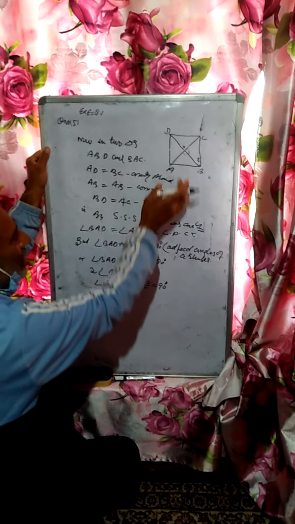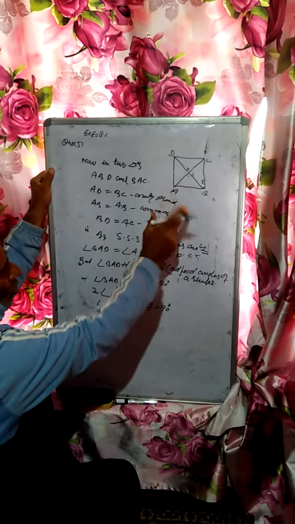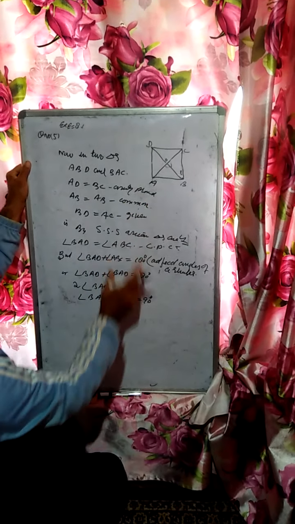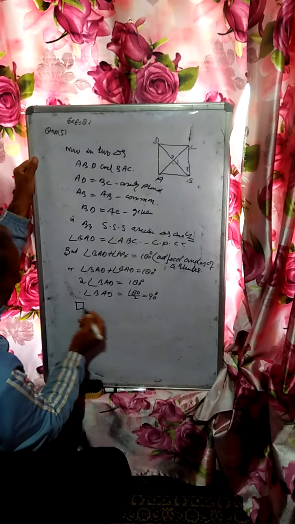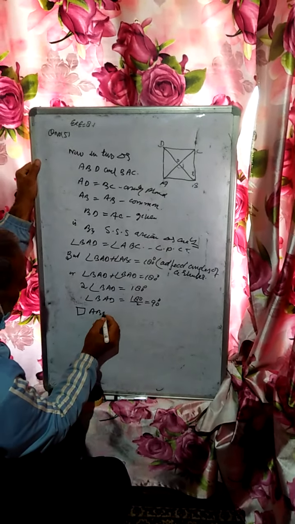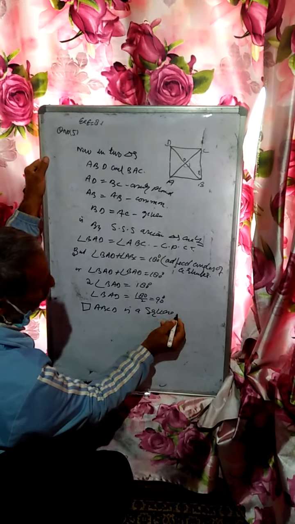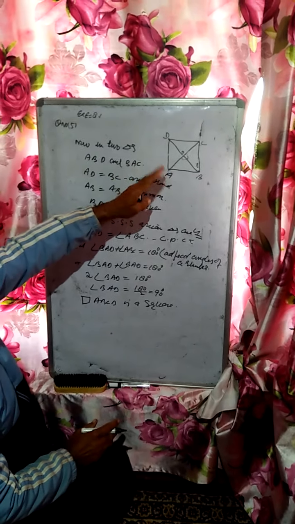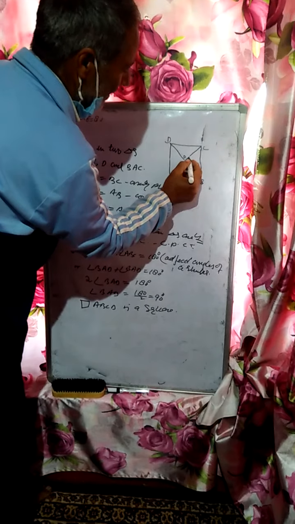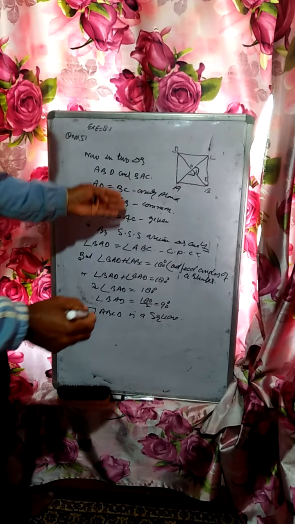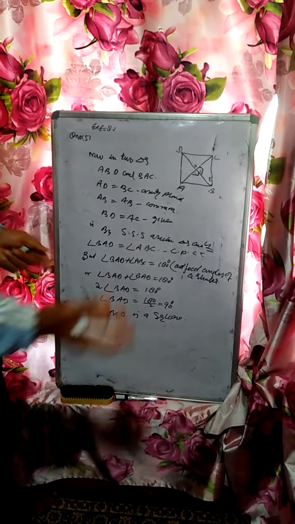When one angle of a rhombus is 90 degrees, we can say this rhombus, now it is a square. So rhombus ABCD is a square. So we prove that if the diagonals of a quadrilateral are equal and bisect each other at right angle, then it is a square. So we prove it, and quadrilateral ABCD is a square. Thanks for today.